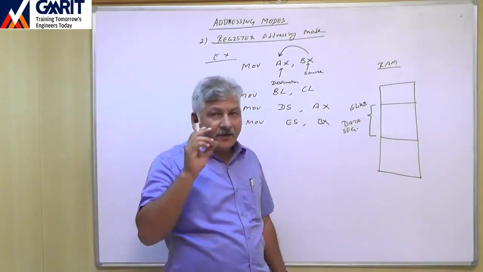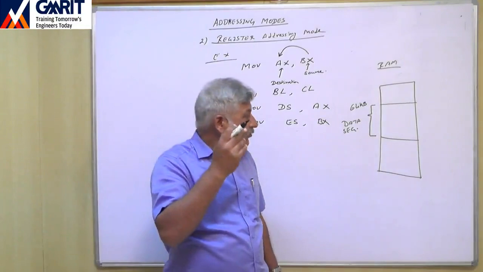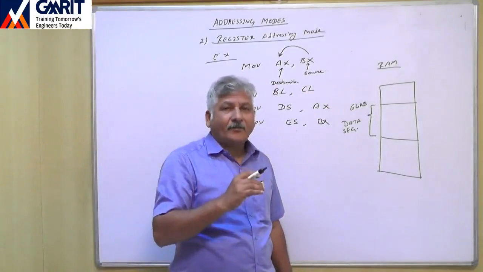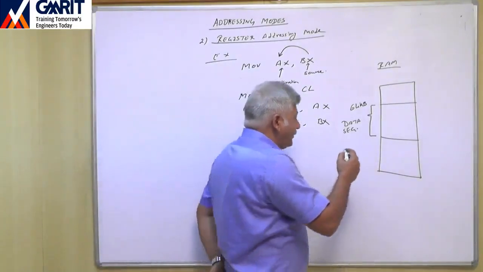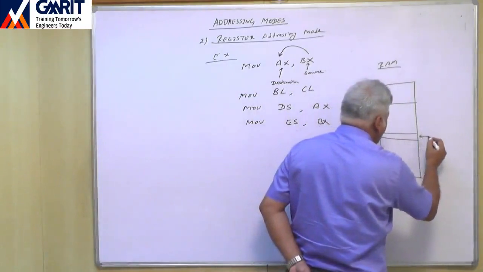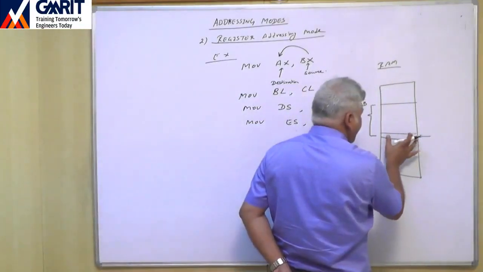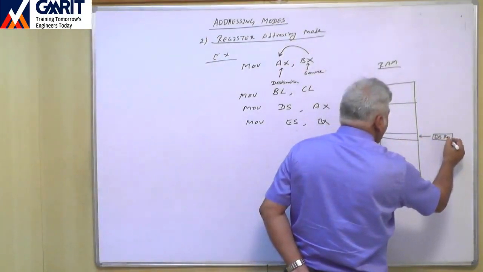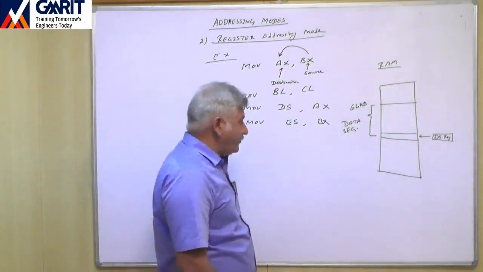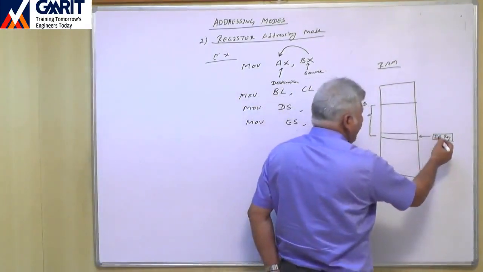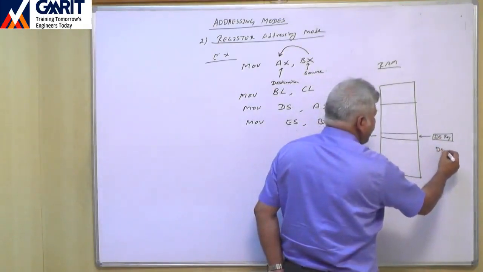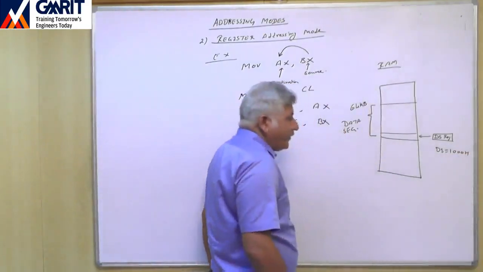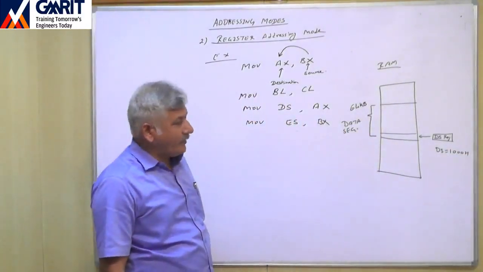segment register, because data segment register is used to point the first location of our data segment, right? So this is our data segment. Suppose this is the first location of data segment. So this will be pointed by our data segment register, right? So let us assume that our data segment register is having a value, suppose 1000H, right? It is having a value 1000H.